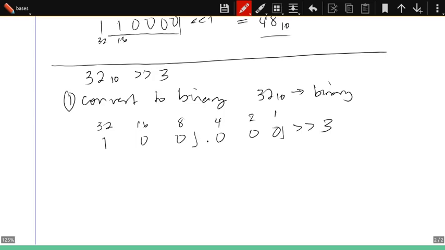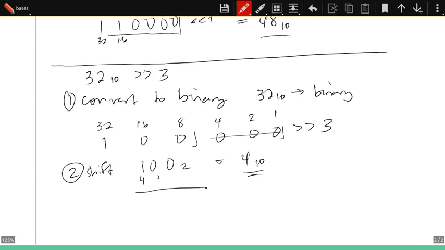We take off these last 3 numbers, and we end up with 100, base 2, and that is 4 plus 0, so that's 4 in base 10. So 32 base 10 shifted to the right 3 gives us 4 base 10. We had to convert to binary first, then we shift. And we end up with 4.